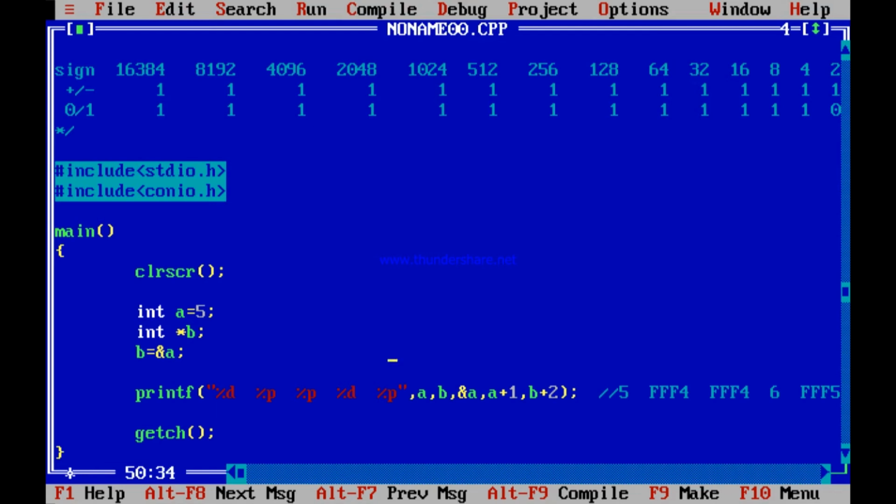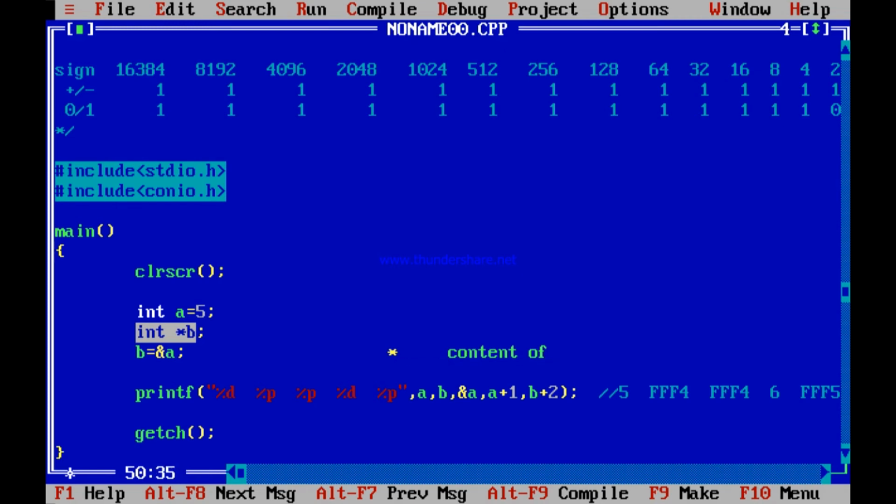What is that? Star. Star is used to declare a pointer. Int star B means you are declaring a pointer. Int star is the declaration of a pointer. So int star B means B is a pointer to an integer, or B can contain an address of an integer. But star can also be used as another operator. Star means content of. Like ampersand is address of, star is content of.